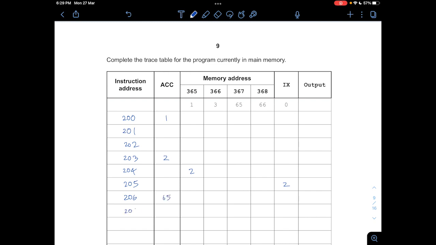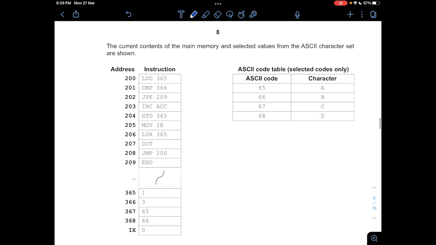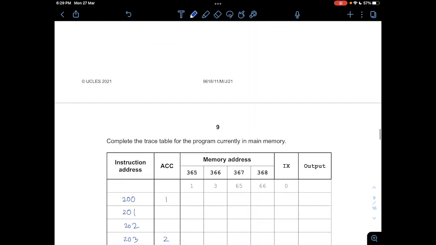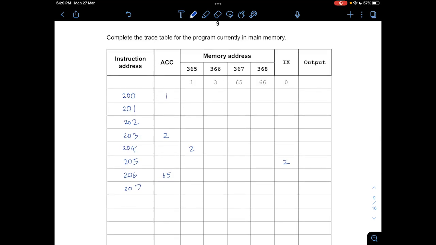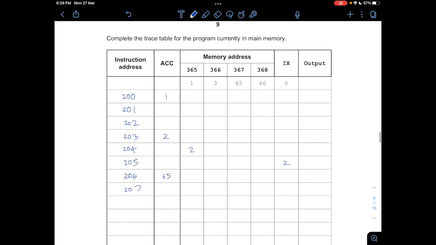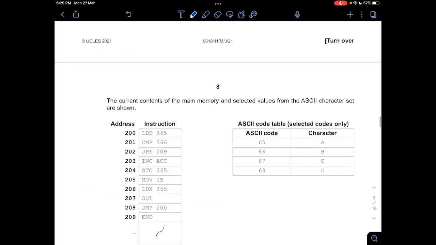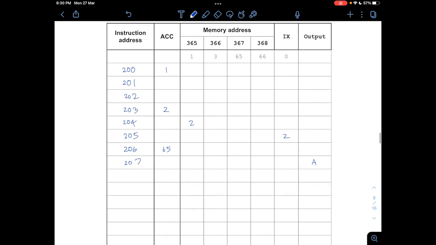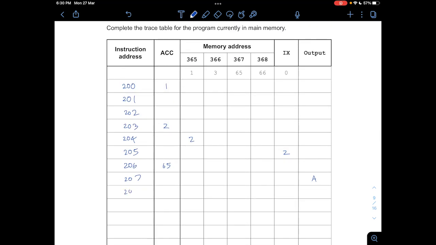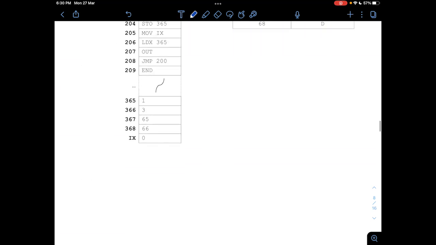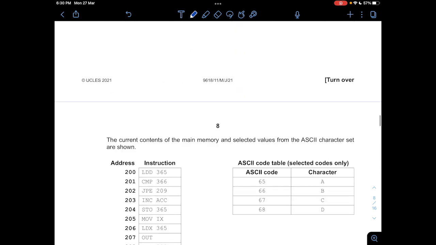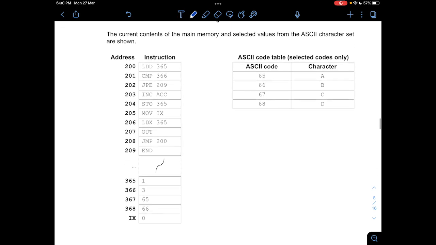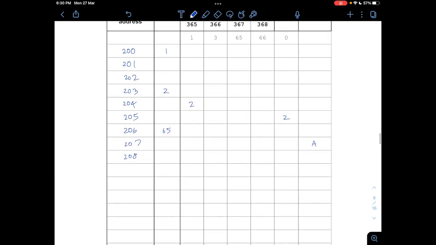And then 207, next instruction. 207 wants us to output the code. So here it says it is 365, so not 365, it's 65. So we look at the ASCII table, 65 is A, so it's going to output A, right? It's going to output A. And then we move on to 208. 208 is jump 200. So JMP 200, that would be jump to the given address. So now we are going to jump to 200.